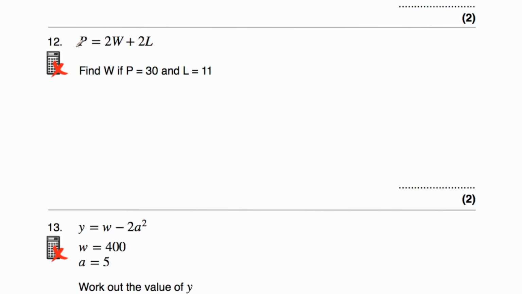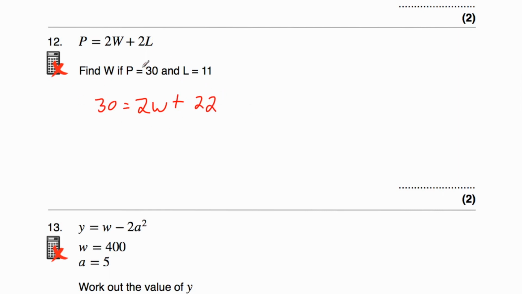Okay, question number 12. We've got P is equal to 2W plus 2L, and we've been asked to find W whenever P is equal to 30 and L is equal to 11. So let's substitute those values in and see what we get. Instead of P, we know that's equal to 30. So we've got 30 equals 2W, that's still going to be 2W, and we're trying to find what W is. And then plus 2 times L. Well, L is equal to 11, so 2 times 11 is 22. So we've got 30 is equal to 2W plus 22.